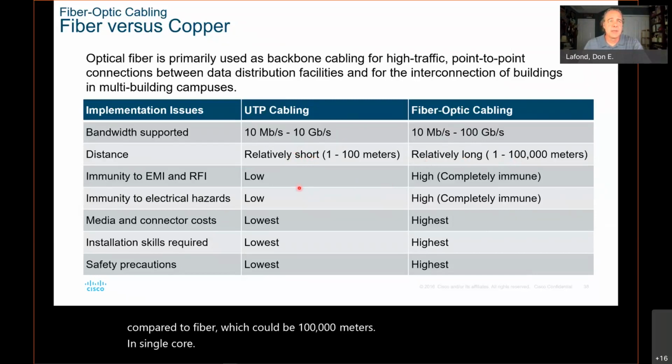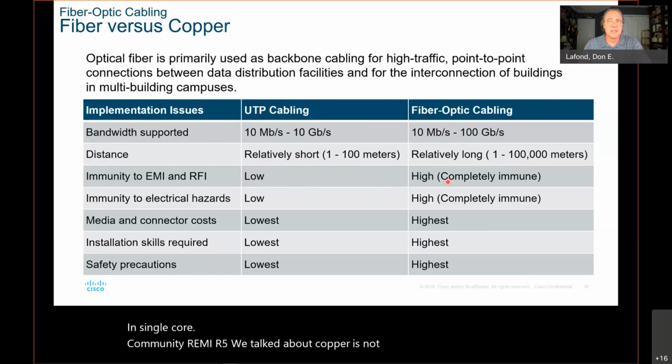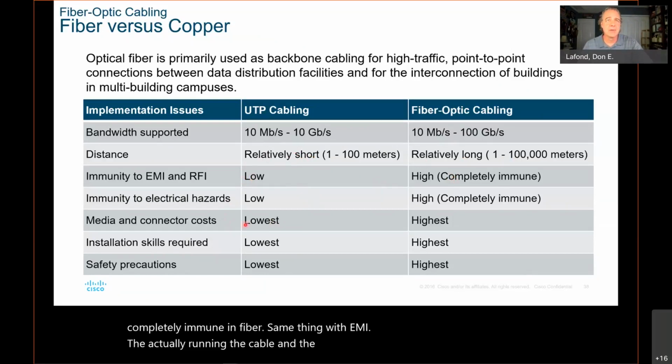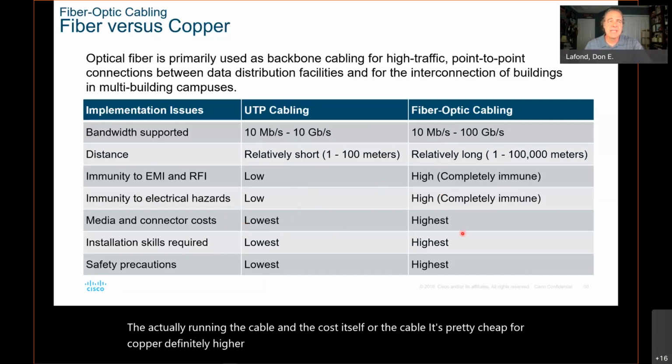Immunity to EMI and RFI: we talked about how copper is not very immune, whereas fiber is completely immune. Same thing with EMI. Actually running the cable and the cost of the cable itself is pretty cheap for copper, definitely a higher expense for fiber. Making the connections can be expensive.